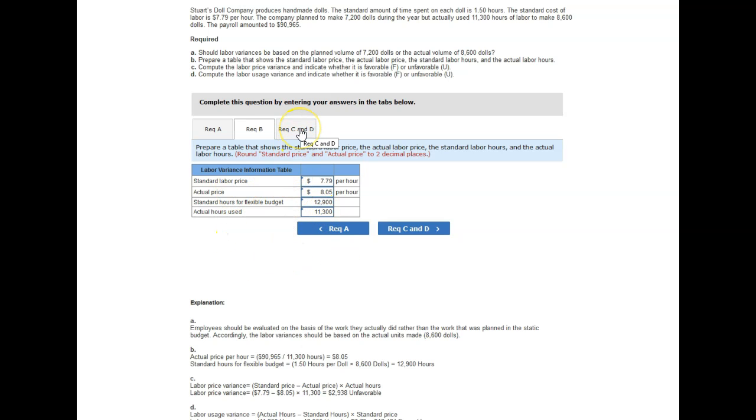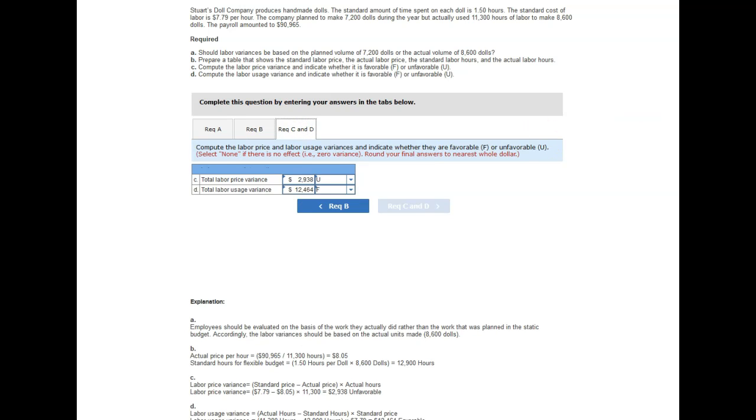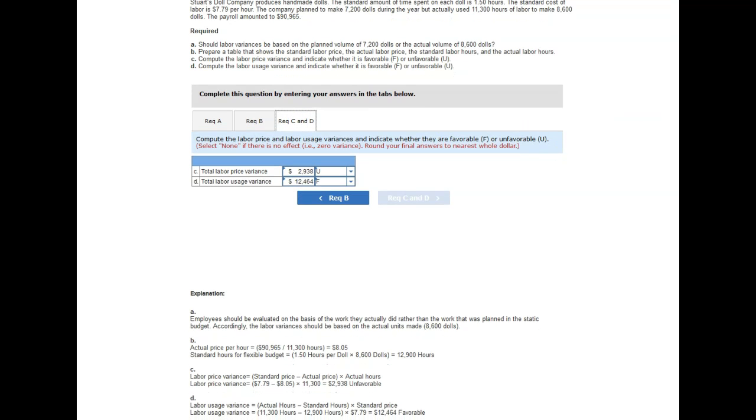Let's look at C and D. Let me scroll down a little bit here, okay? We need to compute the labor price variance first, and then the labor usage variance, C and D. Labor price variance. Here's the formula. Again, this is one you'll need to memorize. Find the difference in your standard price and your actual price, and take that times actual hours.